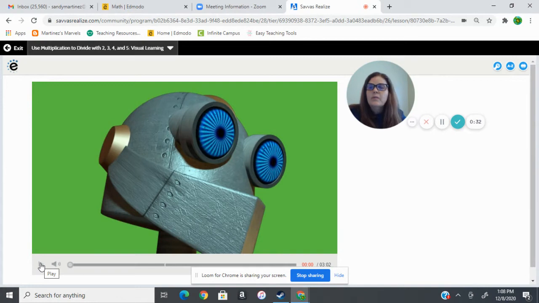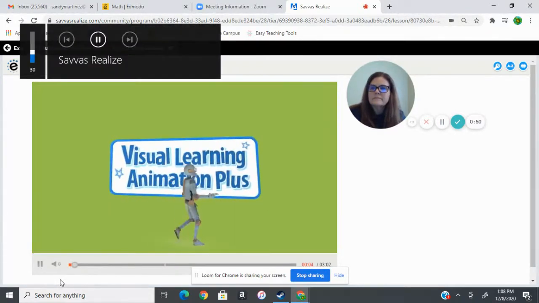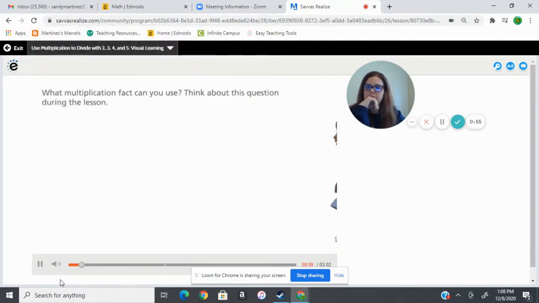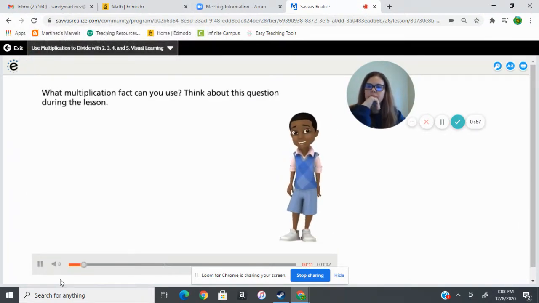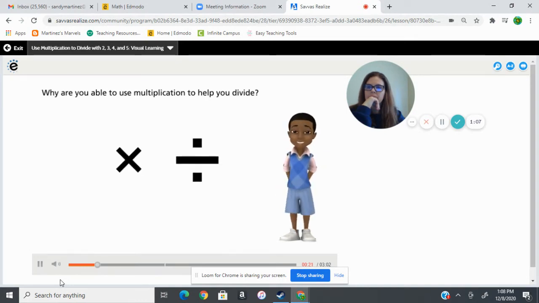All right, so we're going to be using multiplication to divide within 2, 3, 4, and 5. So that's what this lesson is going to be about, using those numbers to divide. What multiplication fact can you use? Think about this question during the lesson. Why are you able to use multiplication to help you divide?